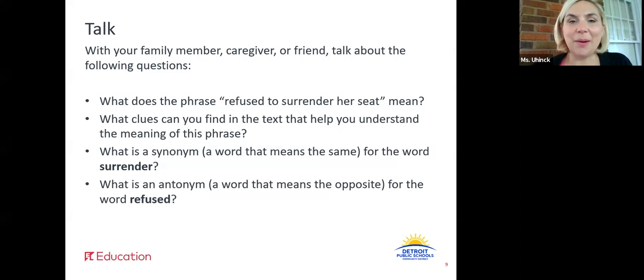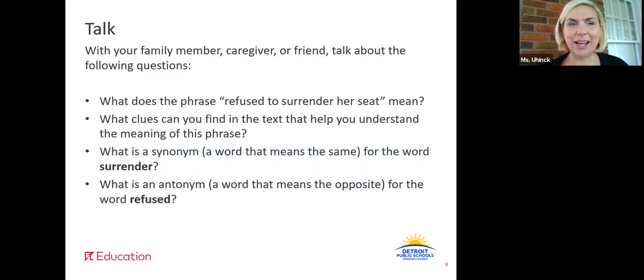Good. Okay, so as you do that, I want us to think about "refuse to surrender her seat." Well, first, if I look at that word refuse, I know sometimes my kids actually refuse to do what they're asked, which means they don't do it. So I know that the first part of that phrase must mean she did not do something.